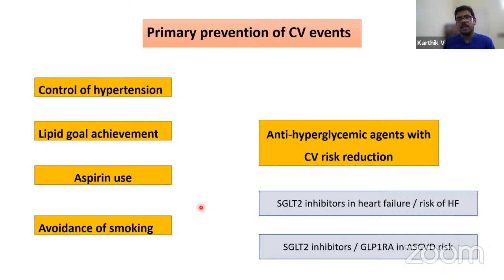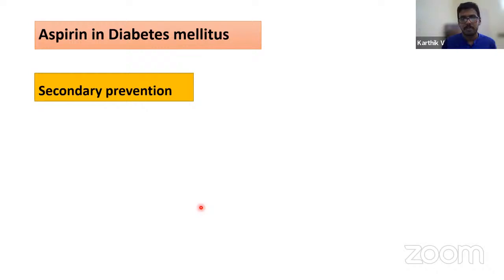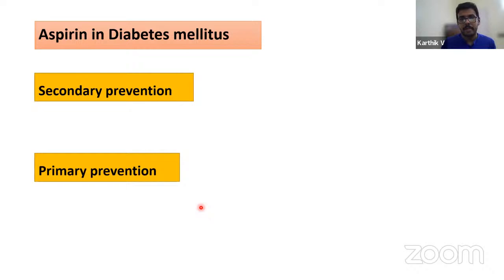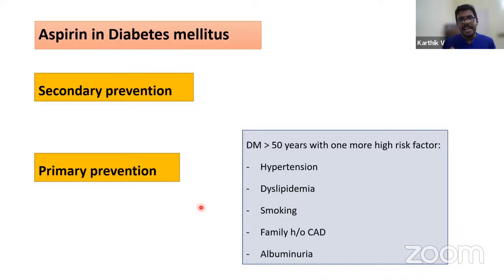Now, what is the use of aspirin in diabetes? Secondary prevention, there is no question regarding the utility. All patients who have developed a cardiovascular event must be on aspirin therapy. Now, what about primary prevention in diabetes? ADA clearly mentions that if the patient's age is more than 50 years and he or she has any of these risk factors, you can consider, or the panel suggests, the use of aspirin.